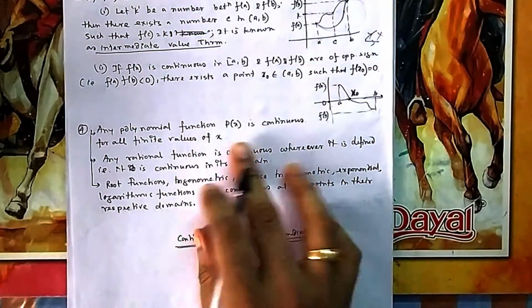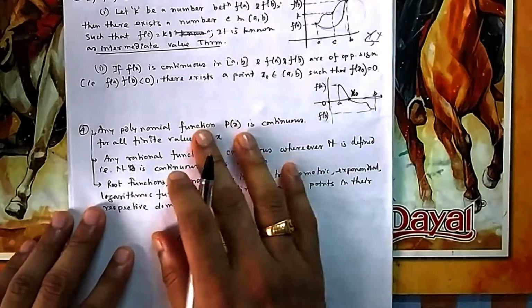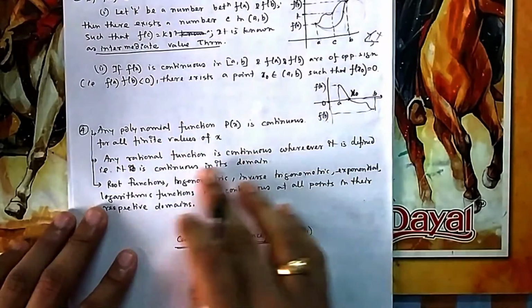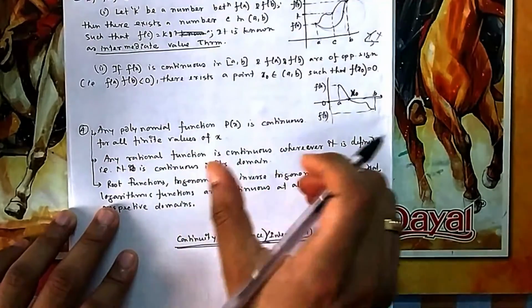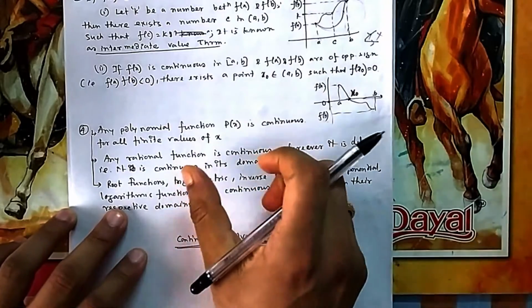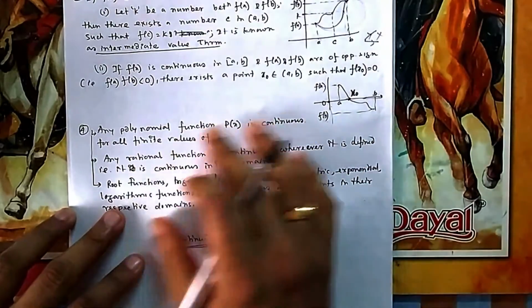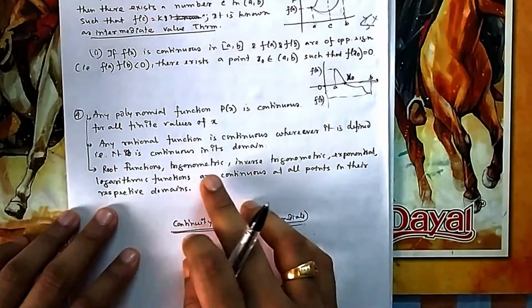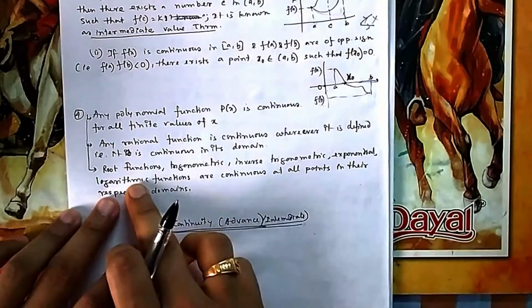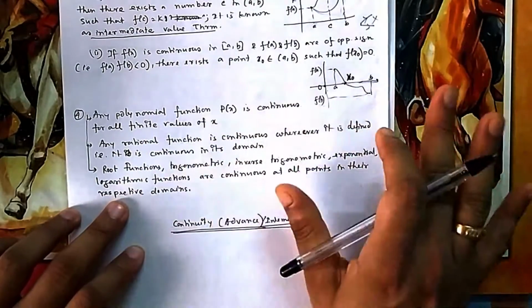Any polynomial p(x) is continuous at all finite points of x. You remember this one. Polynomial is always continuous. Rational function is continuous where it is defined, that is in its domain. If it is defined in its domain, then in its domain it will always be continuous. Root function, trigonometric, inverse trigonometry, exponential, logarithm, whatever function you have learned.